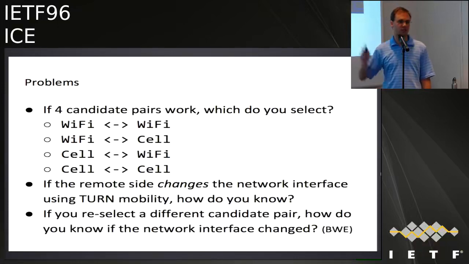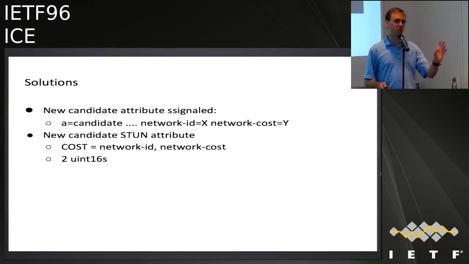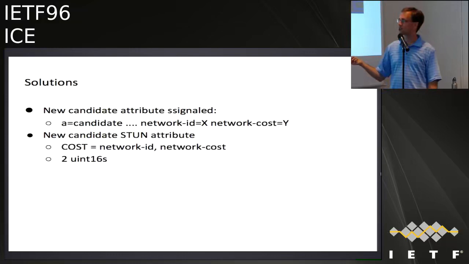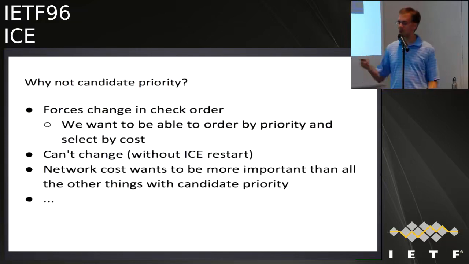You can read the draft if you want more details on that, but the primary thing here is the network cost. Now you might say, why not candidate priority? We can get into the details if you really want, but basically there are a couple of reasons why having a separate attribute is nice to have other than candidate priority.